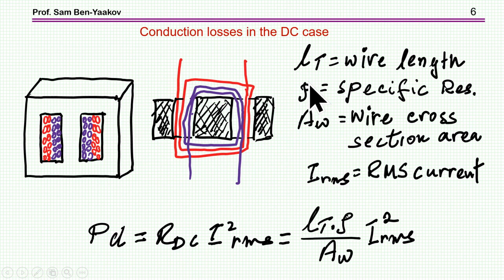When it comes to losses due to low frequency current, the derivation is very simple. You take the RDC, the low frequency resistance, times I squared, and this will be the power dissipation. For that, you need to know the total length of the winding, here it is LT, the specific resistivity, and the cross-section area of the wire. Of course, you have to do it for the primary and the secondary, which are shown here. This is a cross-section of, say, this transformer.